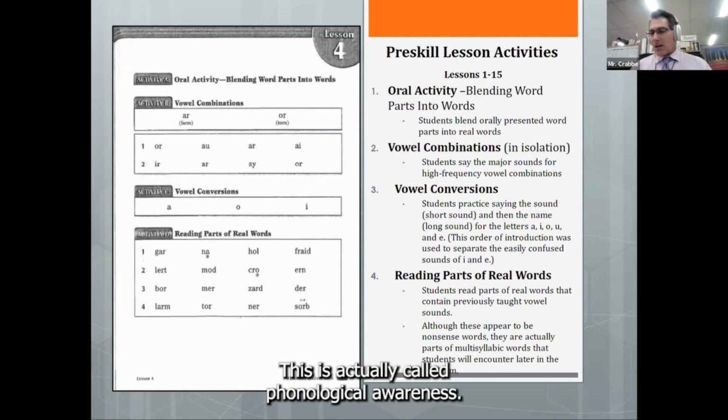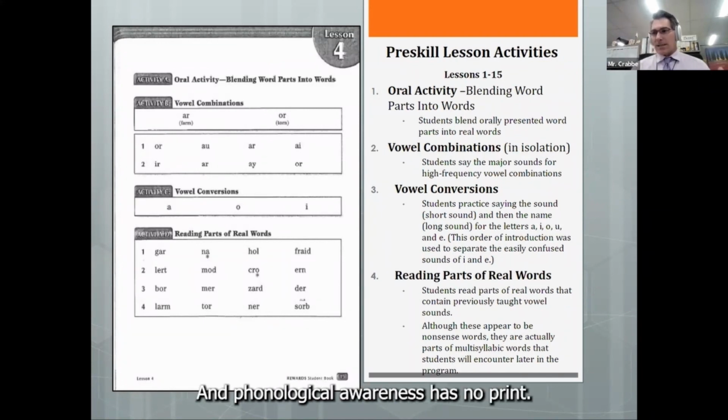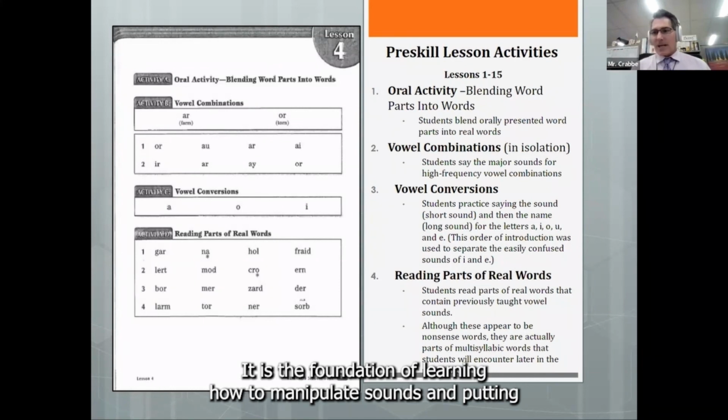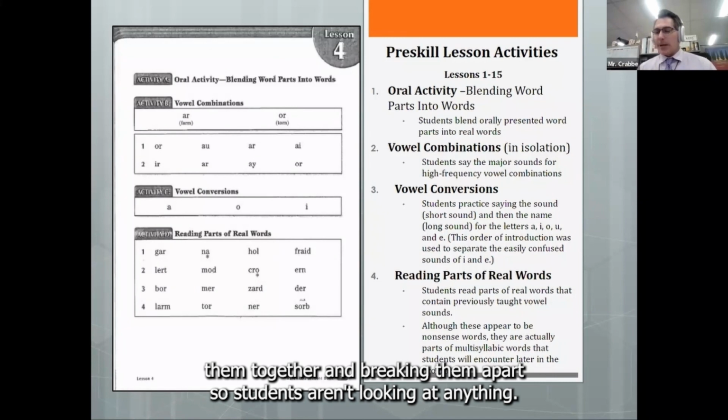This is actually called phonological awareness, and phonological awareness has no print. It is the foundation of learning how to manipulate sounds, putting them together and breaking them apart. So students aren't looking at anything.